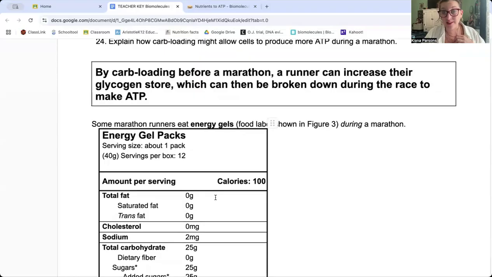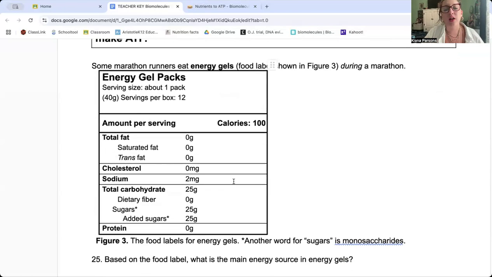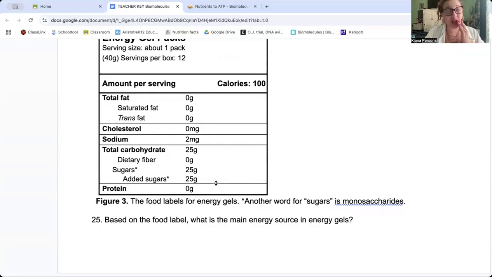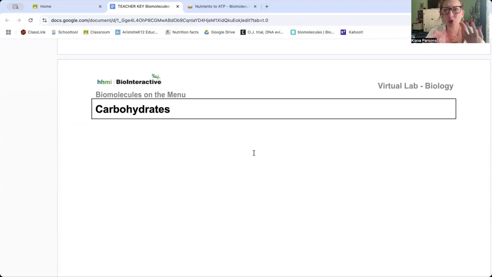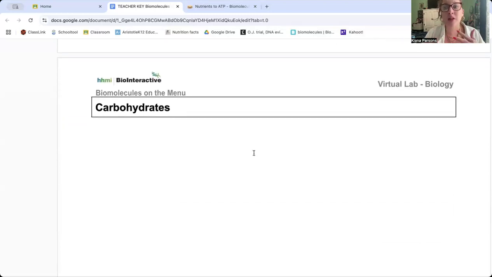Some marathon runners eat energy gels during a marathon. They keep that in their pocket, almost like a piece of candy, but it's an energy gel. And what is in that energy gel? Almost nothing but pure sugar. So, based on the food label, what is the main energy source in energy gels? Carbohydrates, 25 grams of sugar. So, why would you eat pure sugar in the middle of a race?